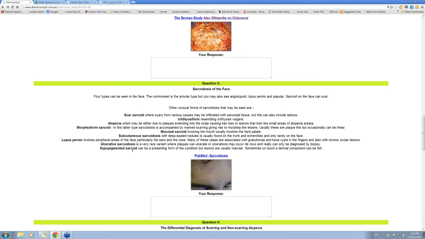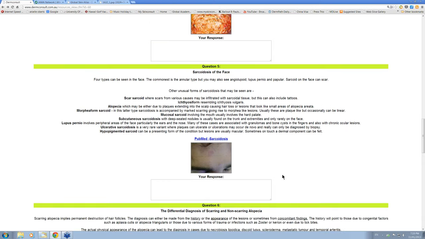But this hypopigmented sarcoid, so remember it may look unusual as well. Mostly the lesions look macular, but sometimes on touch a dermal component can be felt. So just remember these unusual presentations of sarcoid, especially the ichthyosiform one, especially the lupus pernio one. And remember the hypopigmented variant as well.